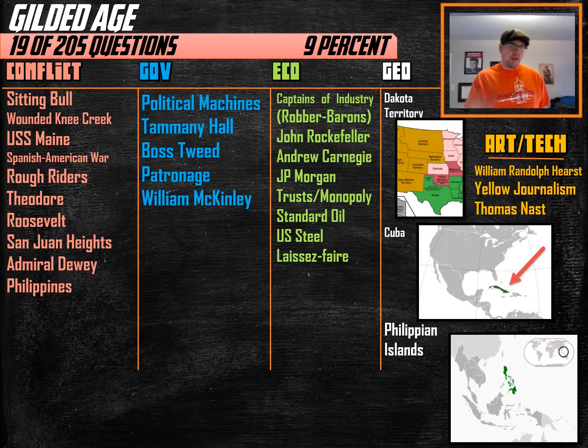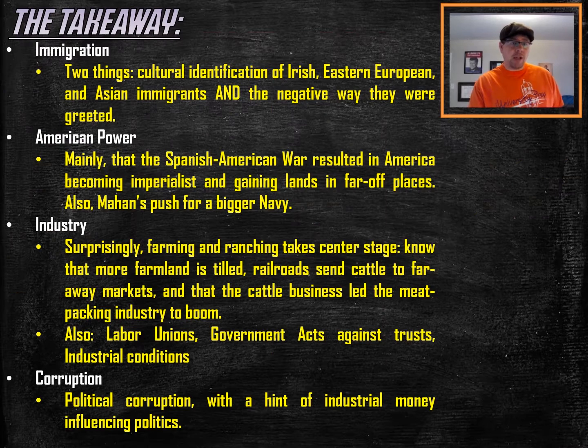Now as always, this is not everything I would want you to know about this time period. This is just an analysis of where the test has focused its attentions in the past. Now if you're aiming for that higher level score, I would know all the details that you see in front of you. But if you want to look at where the test is focused, for the Gilded Age it boils down to four areas: immigration, American power, industry, and corruption.